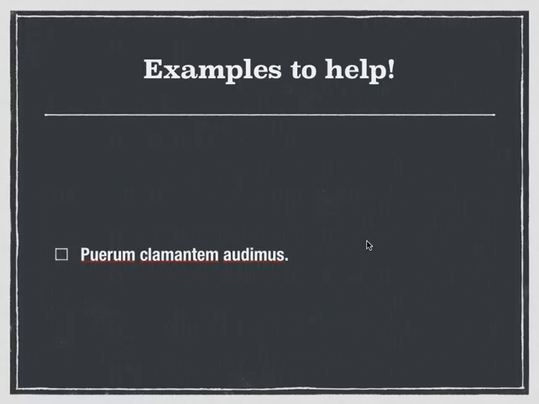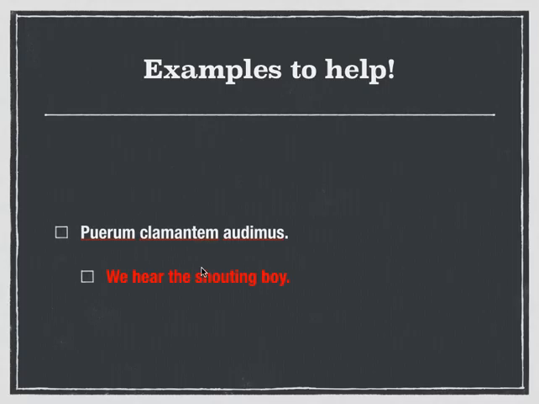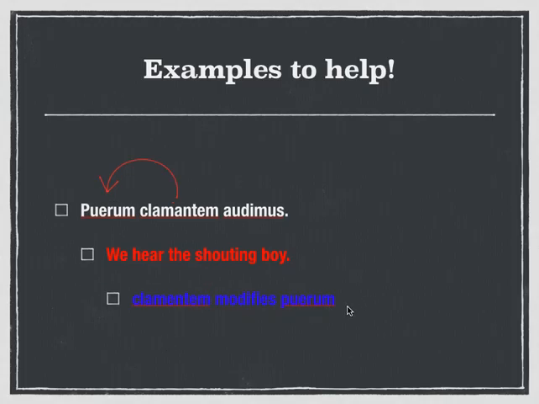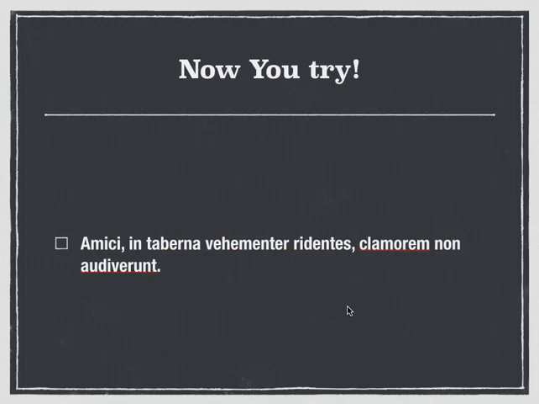All right, so second example, we're going to do the same thing. So we see that clamantem has that ending. So we see clamantem is the present active participle. We hear the shouting boy. And then clamantem modifies puer.